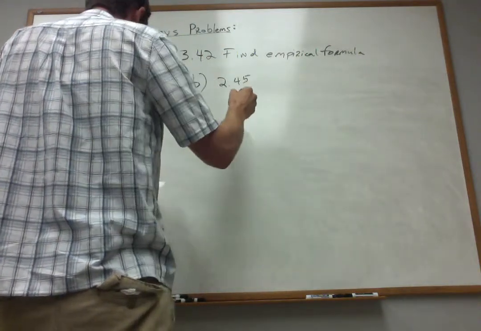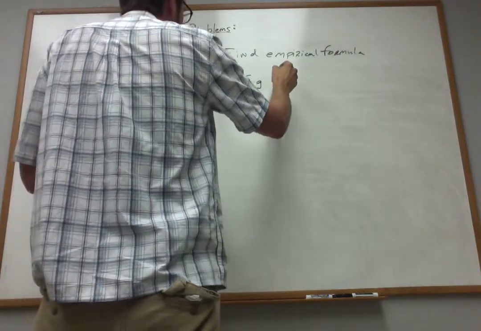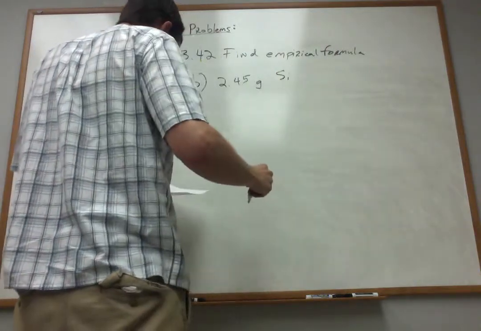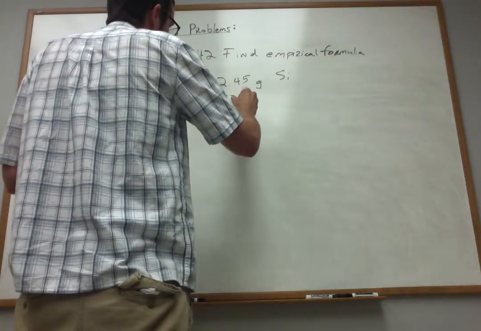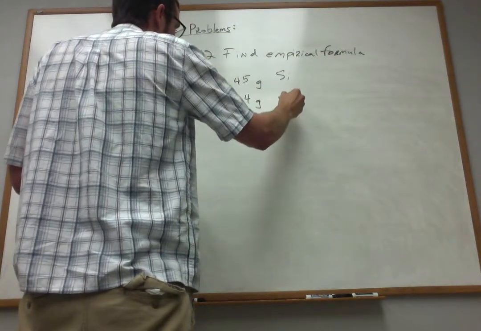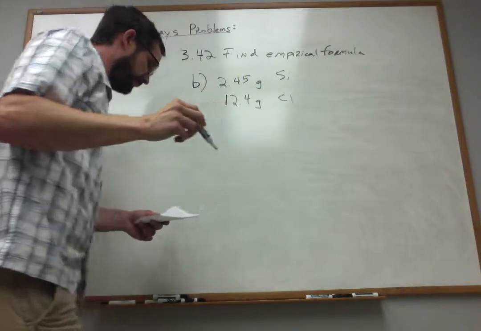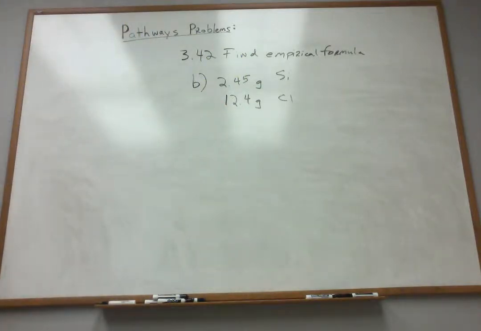I'm told that I've got 2.45 grams of silicon that results from a compound and 12.4 grams of chlorine. So I had some compound, I undergo a chemical process test, and the data yields this number of grams of silicon and this number of grams of chlorine. So I do an analysis for what elements are present, and this is what I find, right? How do I take those masses and come up with an empirical formula for this compound?